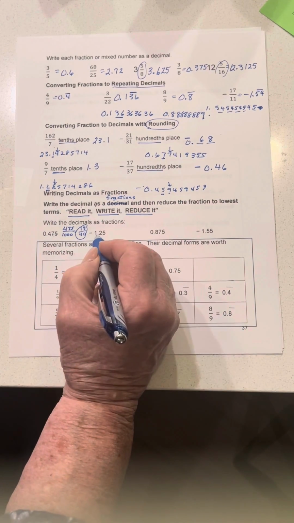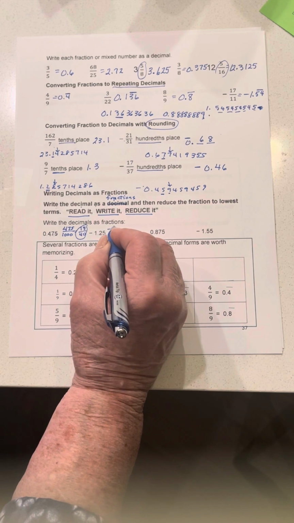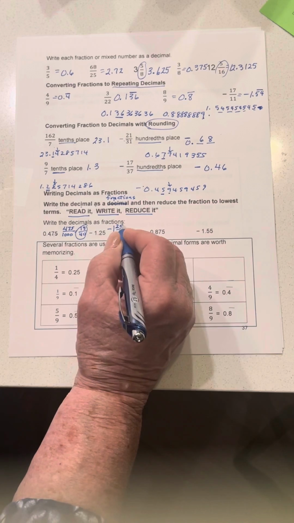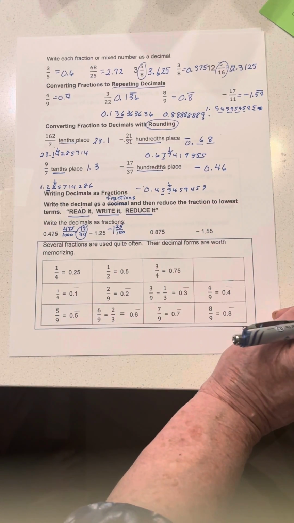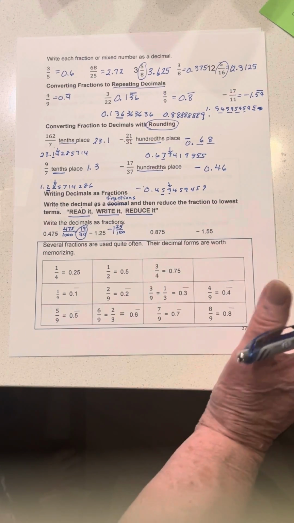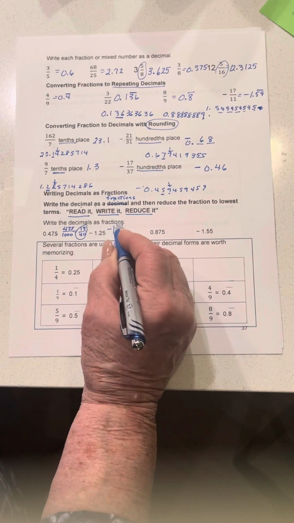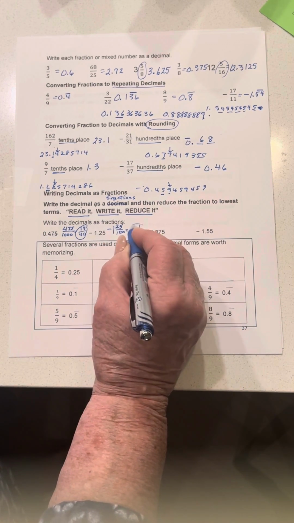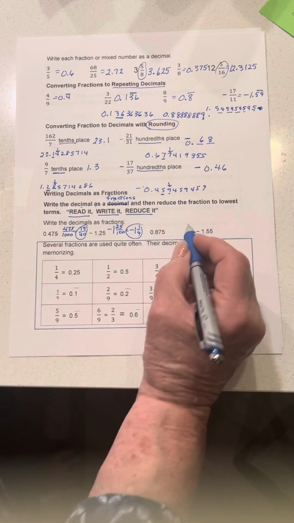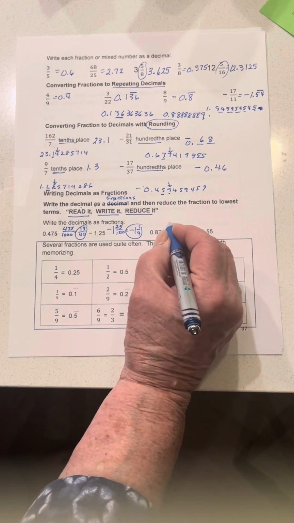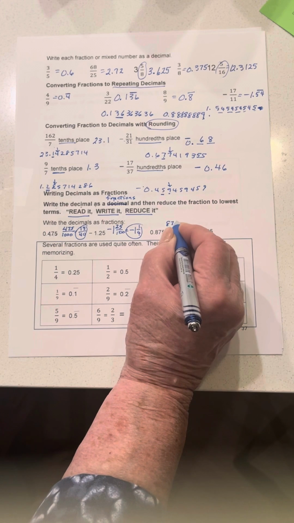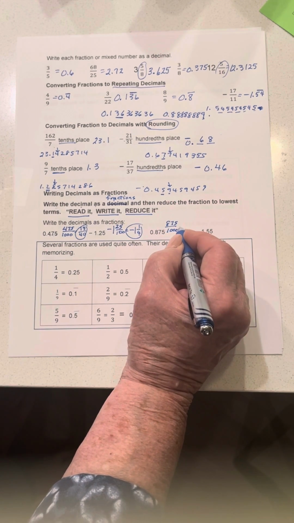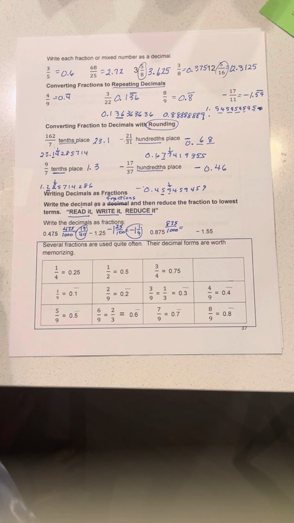Now we have negative 1 and 25 hundredths. We just read this decimal, and then we wrote the fractional part as a fraction. And we can simplify the fraction to negative 1 1/4. Next, 875 thousandths, and that can be reduced.